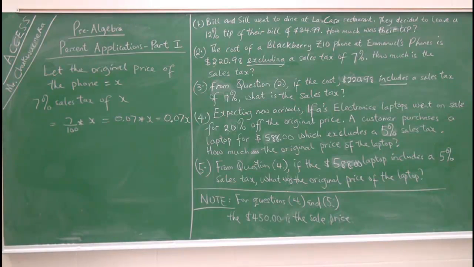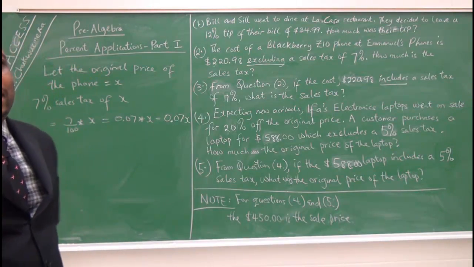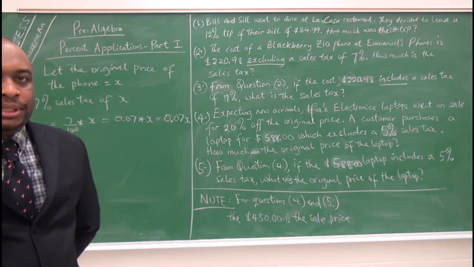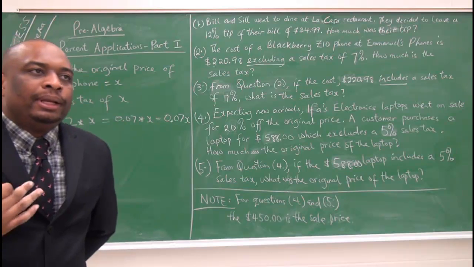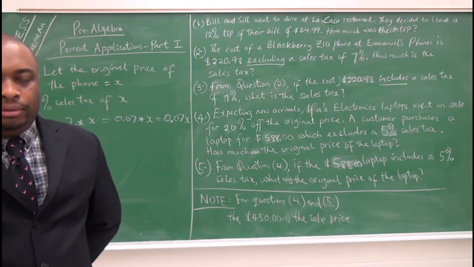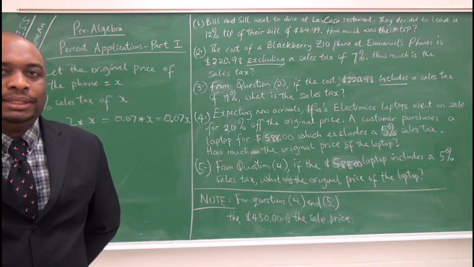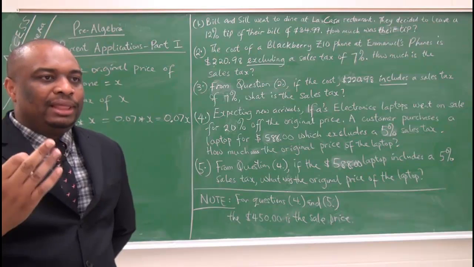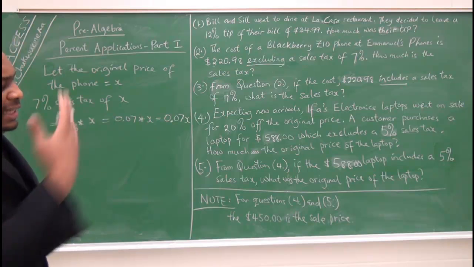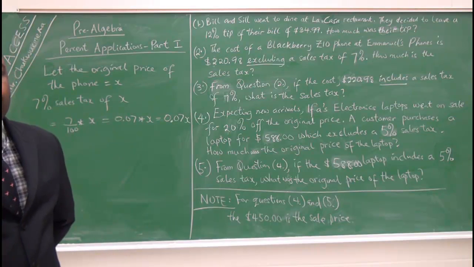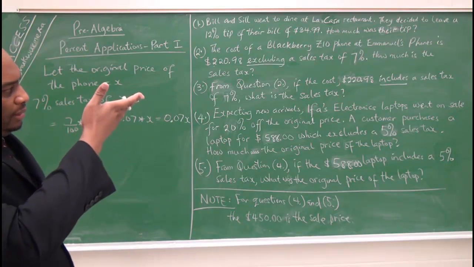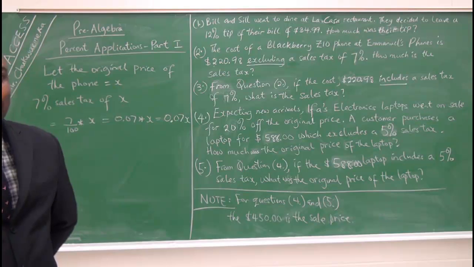Now, be careful. Questions on percents are not all that straightforward. Sometimes it will require you to think. And the good thing about mathematics is that it strengthens your thinking, your reasoning abilities. It enhances it, it makes you to think. So, this price includes the original price of the phone as well as the sales tax. Everything amounts to $220.98.